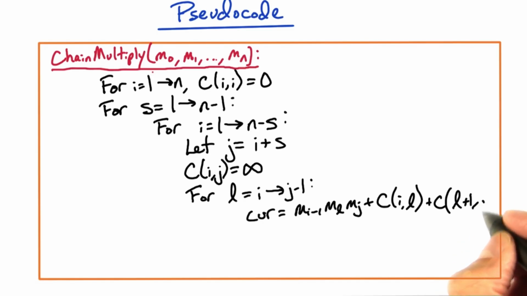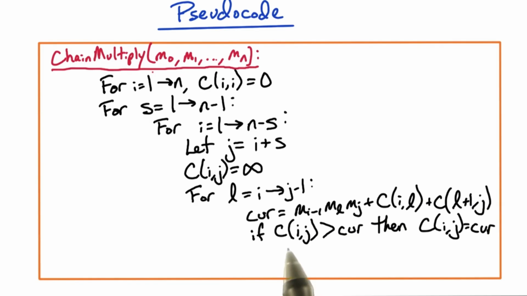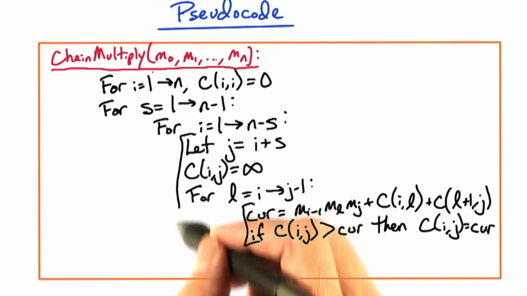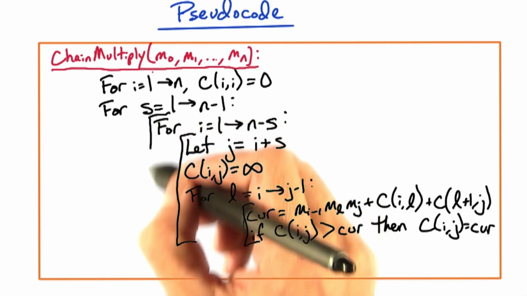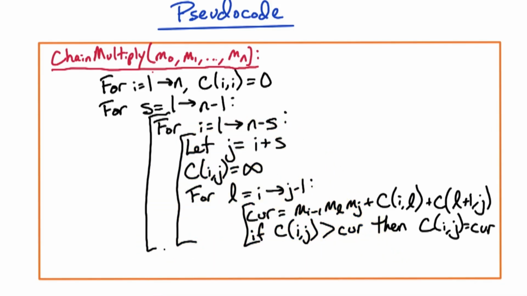And we want to compare this to the current best. So if the current best is larger than this value, cur, then we're going to reset the current best to this current value. This is in the for loop. We have a bunch of nested for loops.